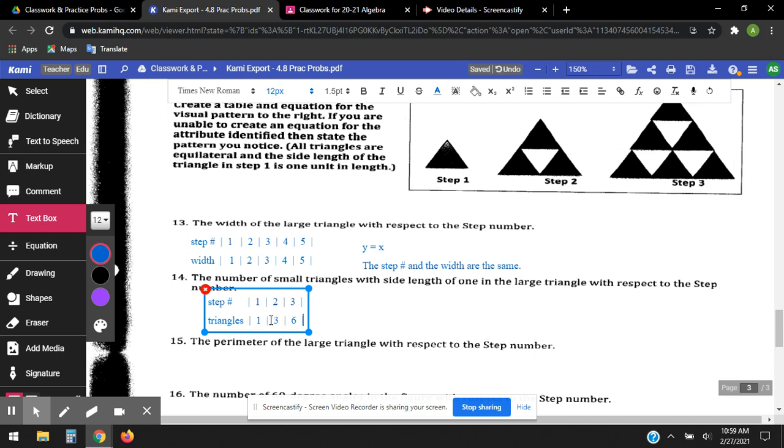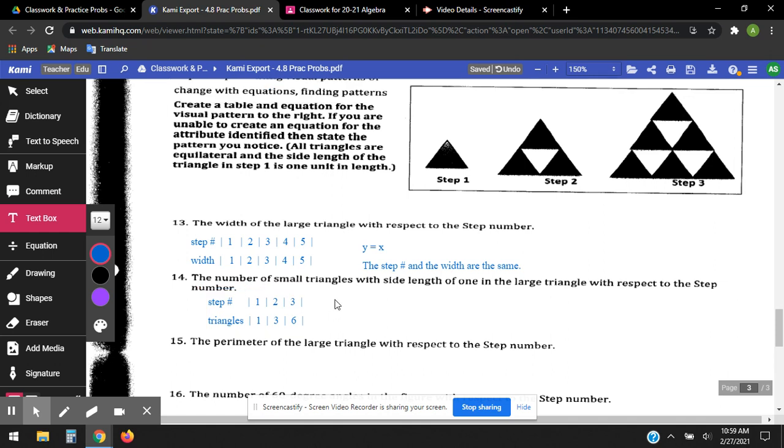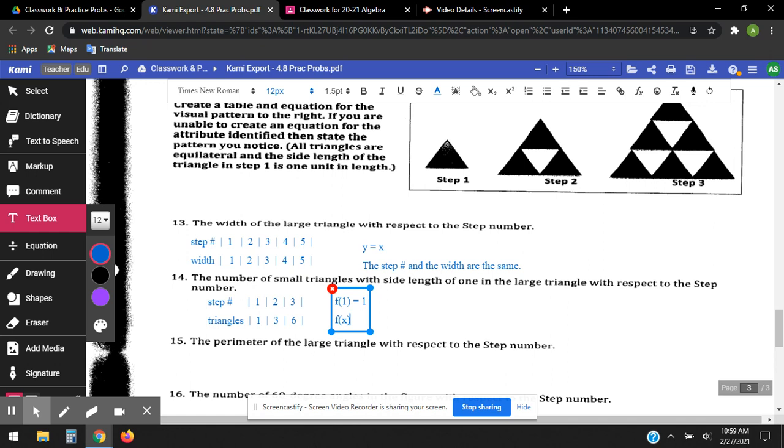Well, 1 plus 2 is 3. 3 plus 3 is 6. So I'm adding the step number. So really what we have to do in this one is a recursive. I need f of 1 equals 1, my first one equals 1, but then f of x equals my previous term plus my term number, right?